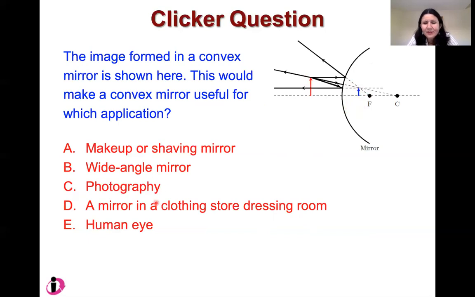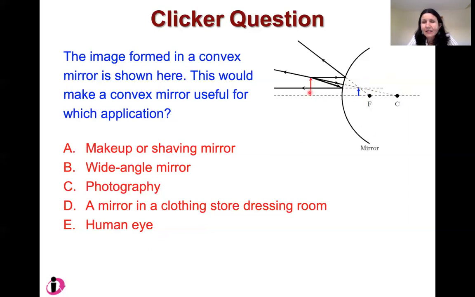Now, photography, what is photography? Well, it's taking in light and then projecting it. We want a physical, real image that appears. So here we have virtual images. There's nothing you can do with virtual images. You cannot project that light. The same thing with the human eye. The human eye takes in light through the eye and then projects it on the retina, and then your brain interprets that physical light.